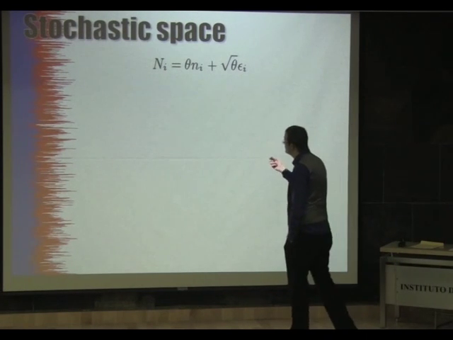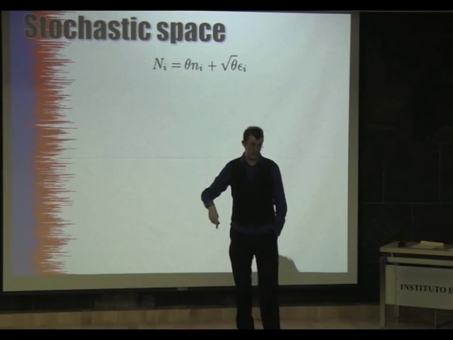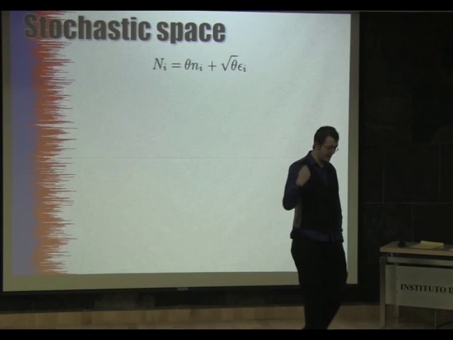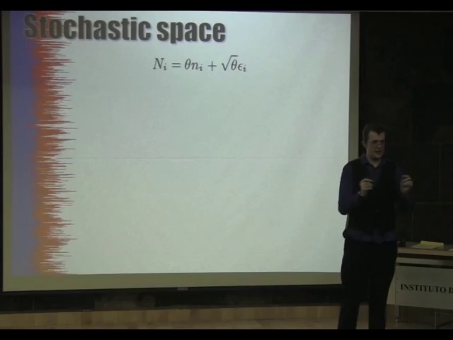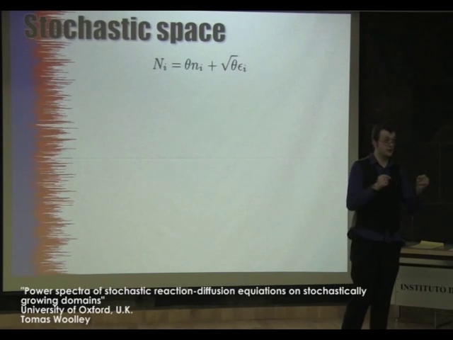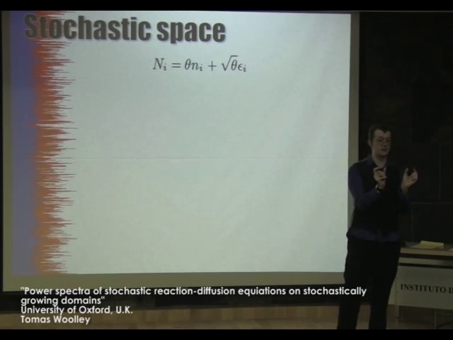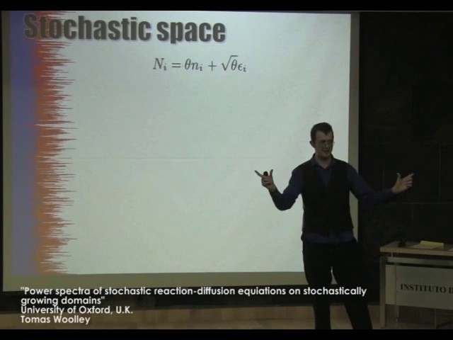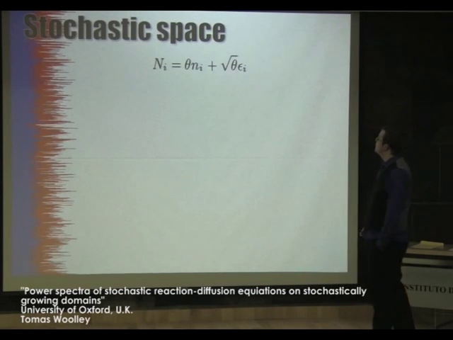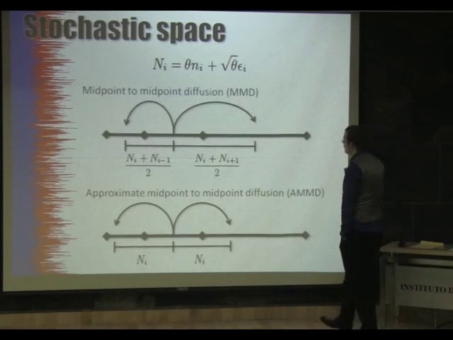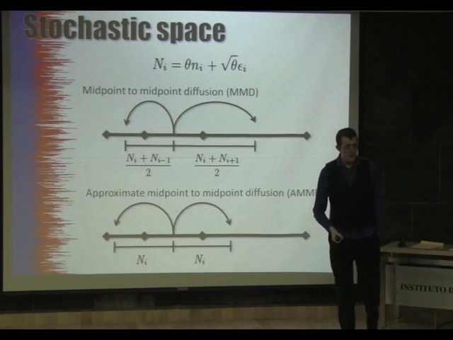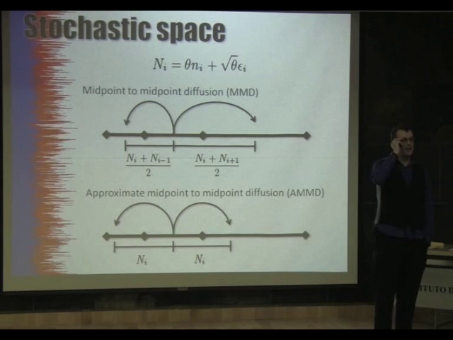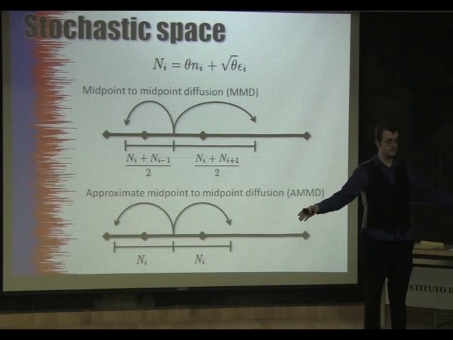So that was deterministic space. Now we're going to talk about stochastic space. Now our boxes that we've discretized into can grow at different lengths. They can be different lengths because they're each growing stochastically. The problem with the way we define growth is that it has a mean field limit, but it means that diffusion is now not uniquely defined in terms of its jumping rates.